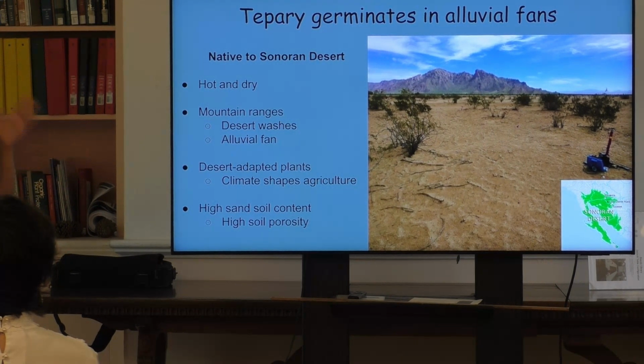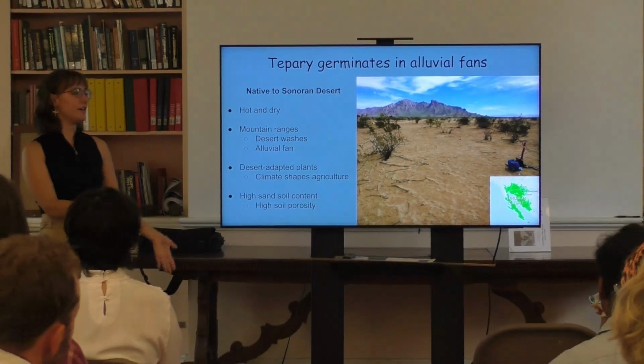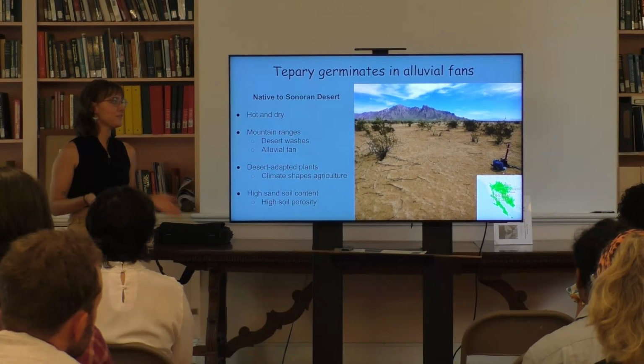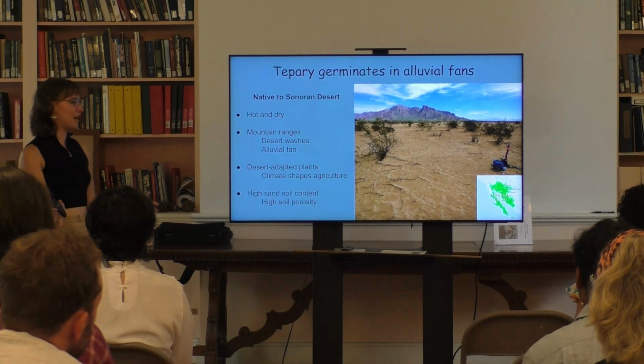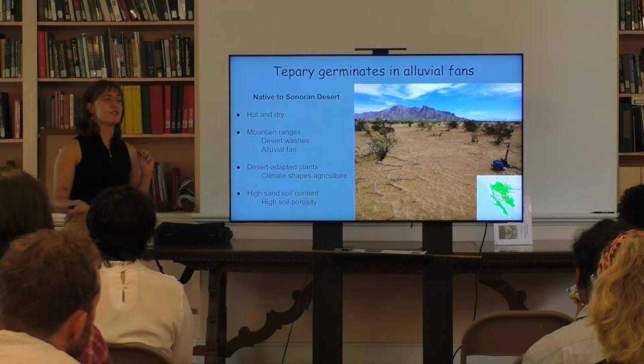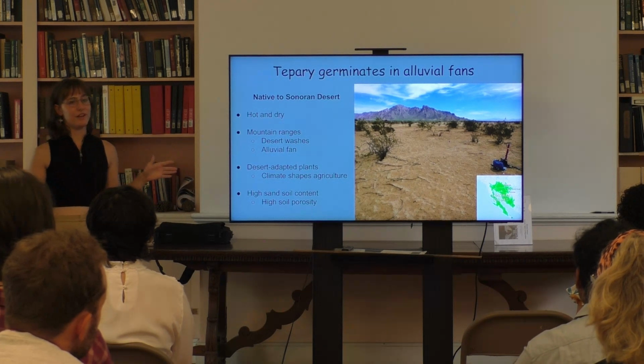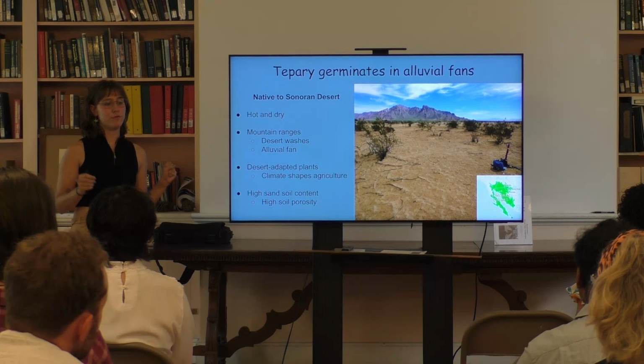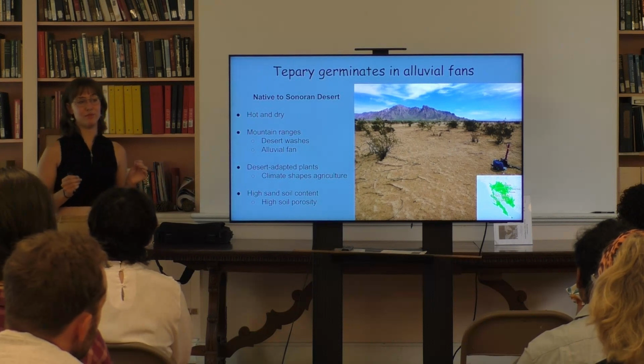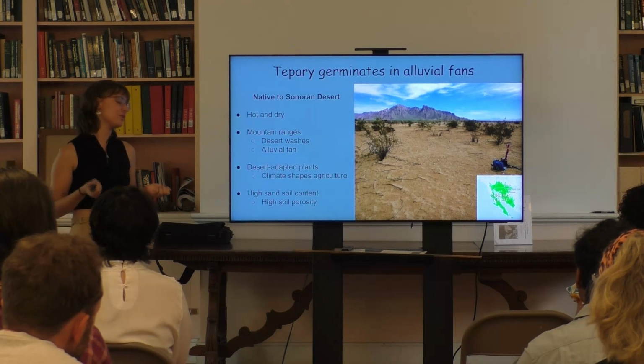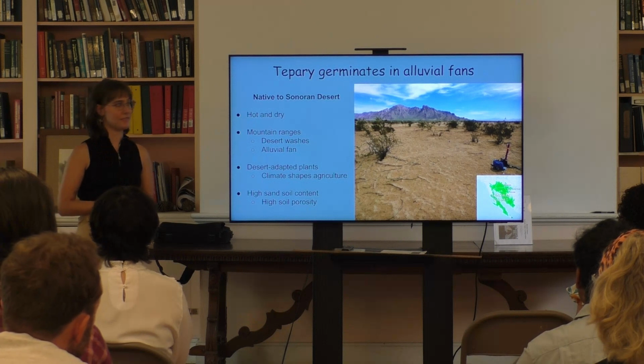All this water will flow down the side of the mountain in a channel of water called a desert wash, and then it'll flow out once it reaches the bottom in a delta called an alluvial fan. So between the desert wash and the alluvial fan, we have the perfect environment for water retention and nutrient retention, which makes it the ideal location for germination for a lot of desert adapted species.